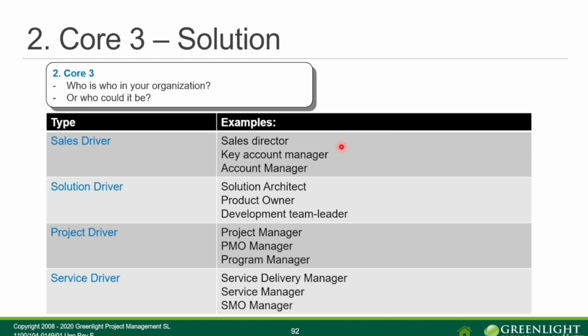If you look into the core 3 one, here I put some generic things. I mean, this is very individual, but I think this could be quite generic, and it can give you some ideas in reality also. So the sales driver typically would be the sales director, the key account manager, or the account manager in the organization. Then for the solution driver, a solution architect, the product owner, or the development team leader could be the solution driver, depending on the situation.